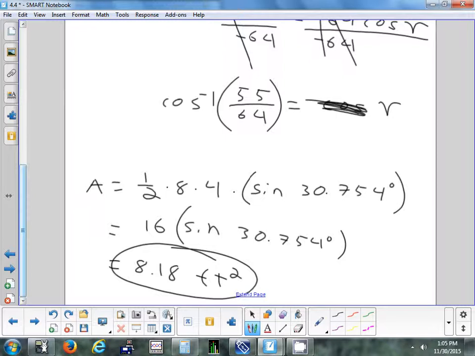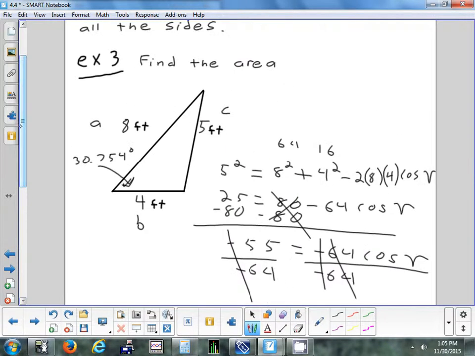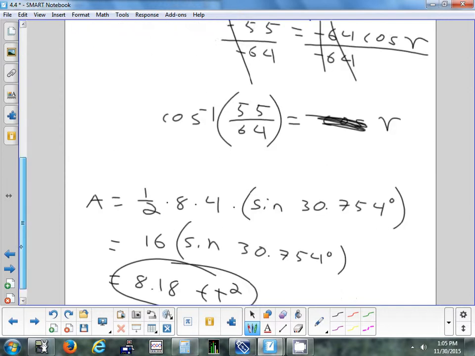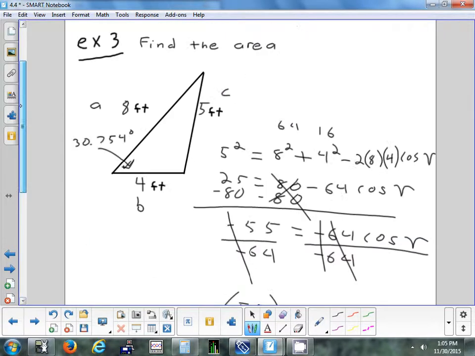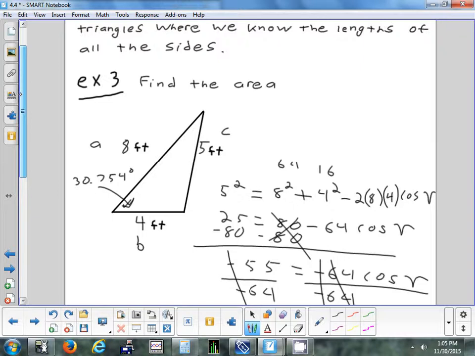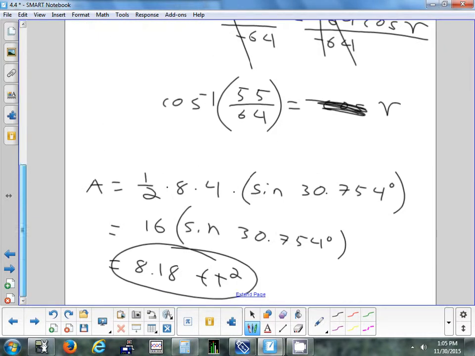Okay, so a little bit more work when you've got all the sides, because you've got to use the law of cosines, and you've got to find an angle. But you could have found any angle you wanted. Okay. Any questions on that one? Okay, I want you to remember that number in this example. Something's going to come back with this in a little bit.